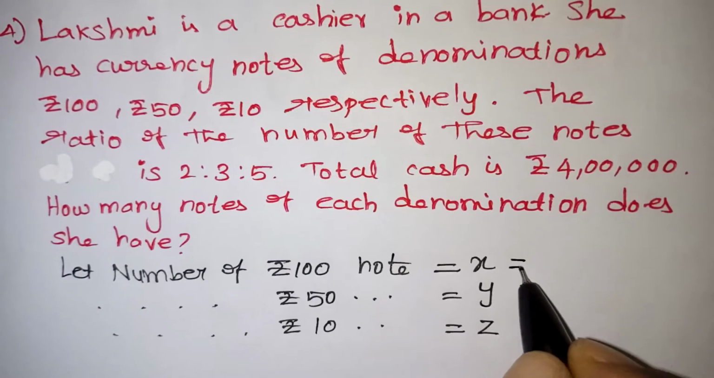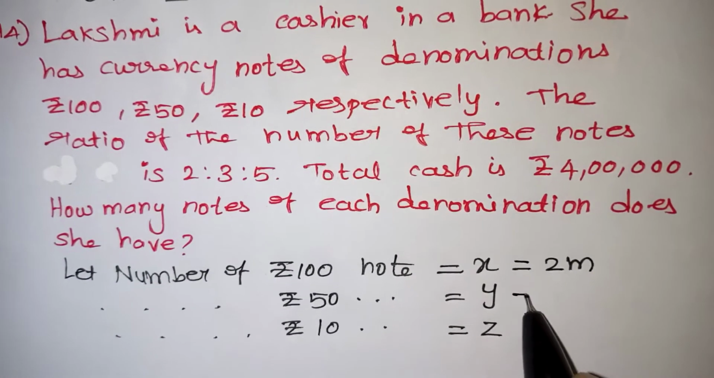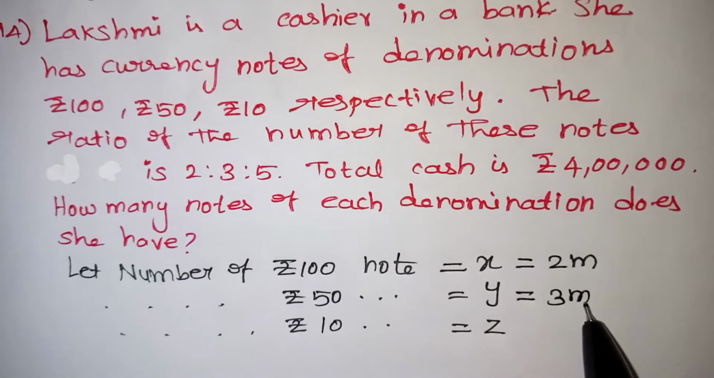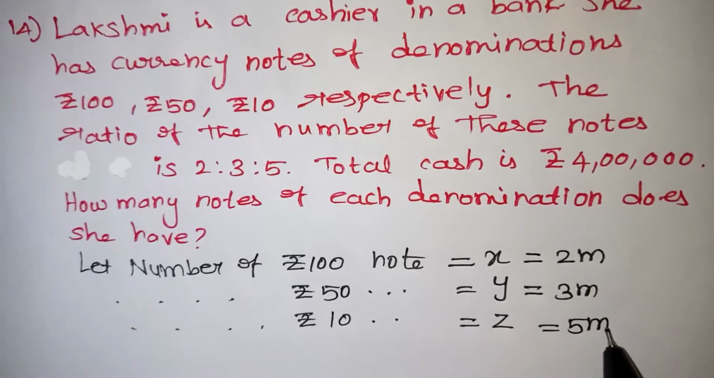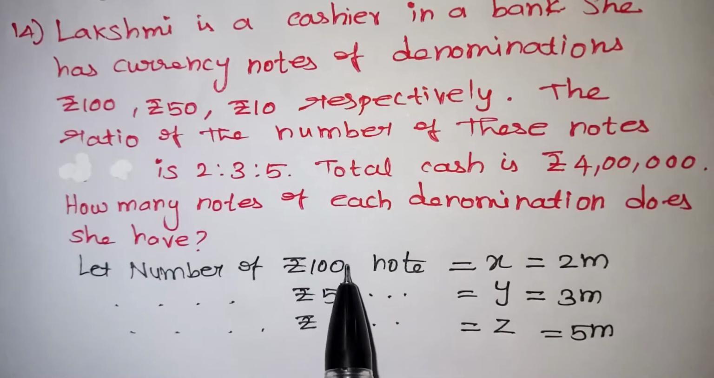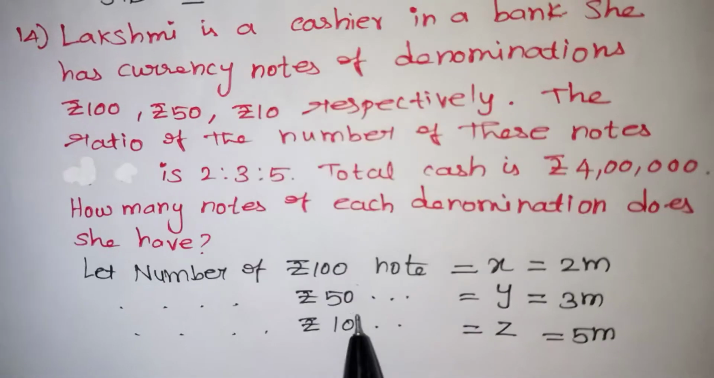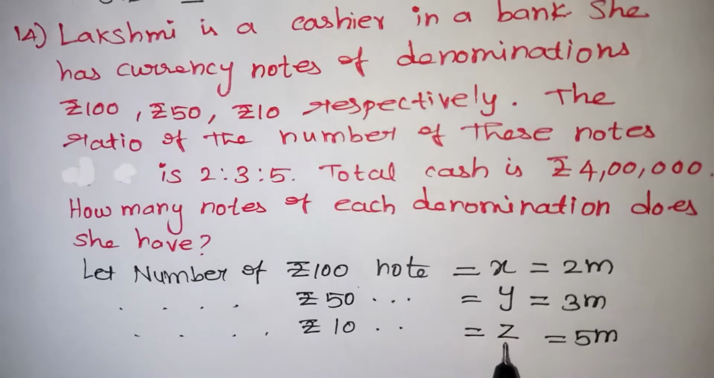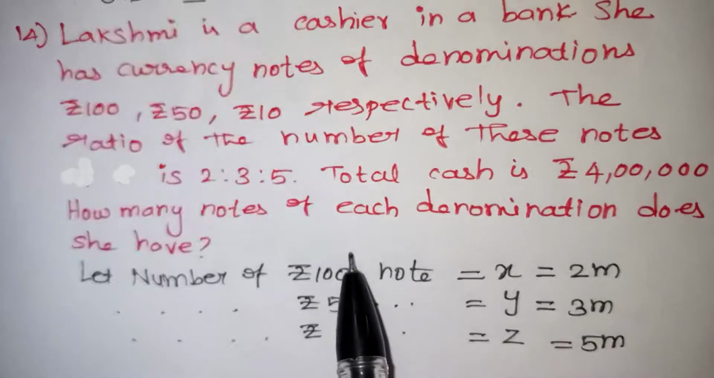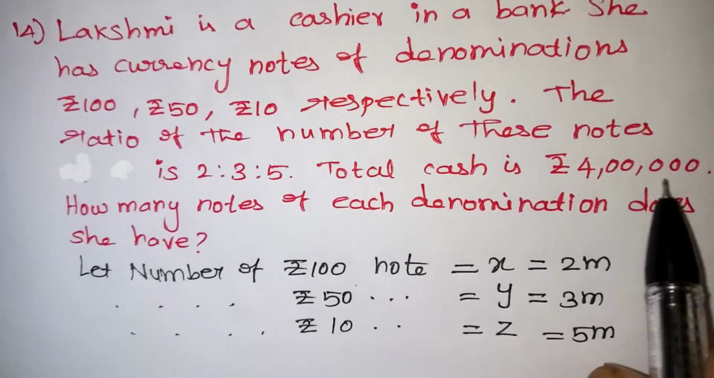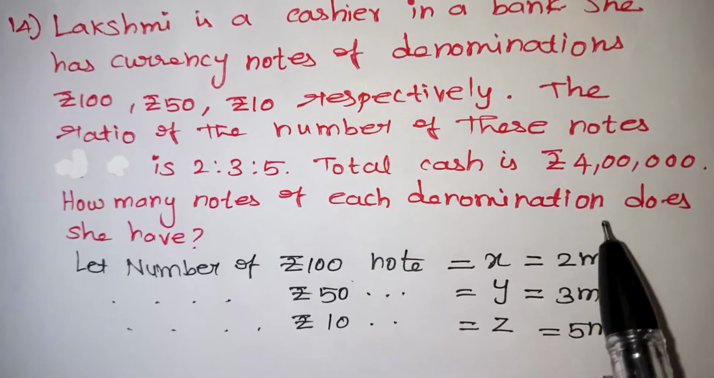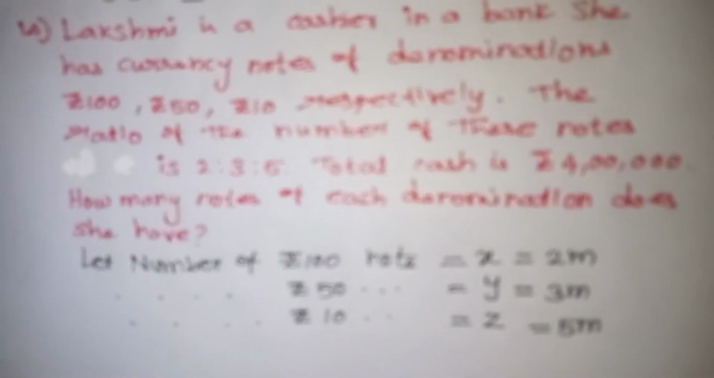So we have to take X as a multiple of 2, 2m, this is 3m and this is 5m. So here 100 rupee notes we have X times, 50 rupee notes we have Y times, 10 rupee notes we have Z times. That is the given question. So if you add all these currencies, my answer will be 4 lakhs. So let us find the value now.